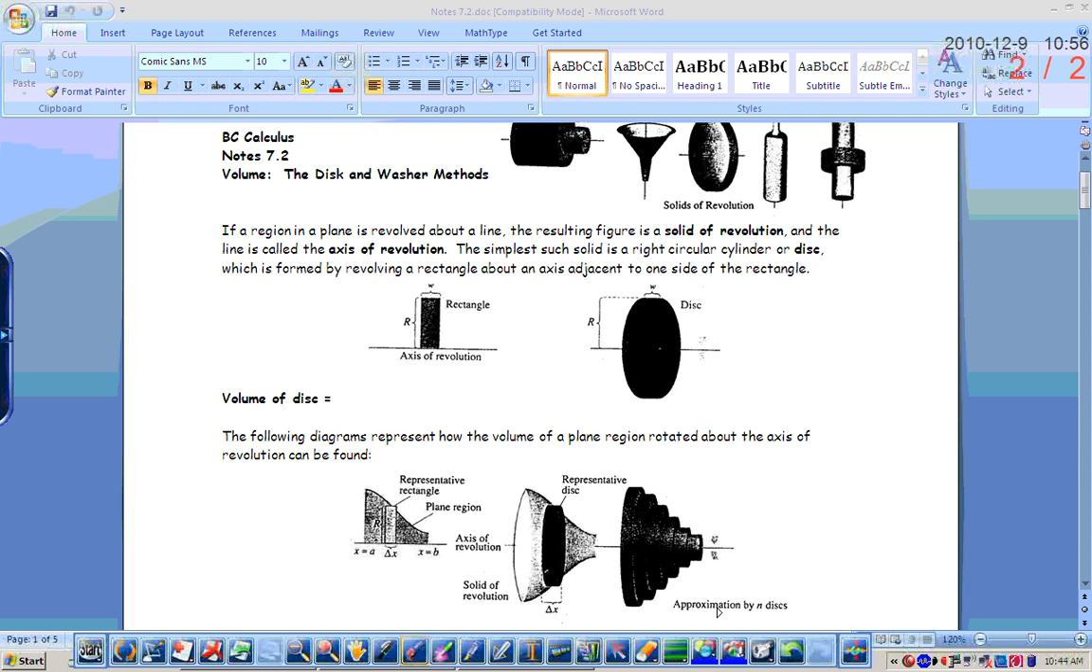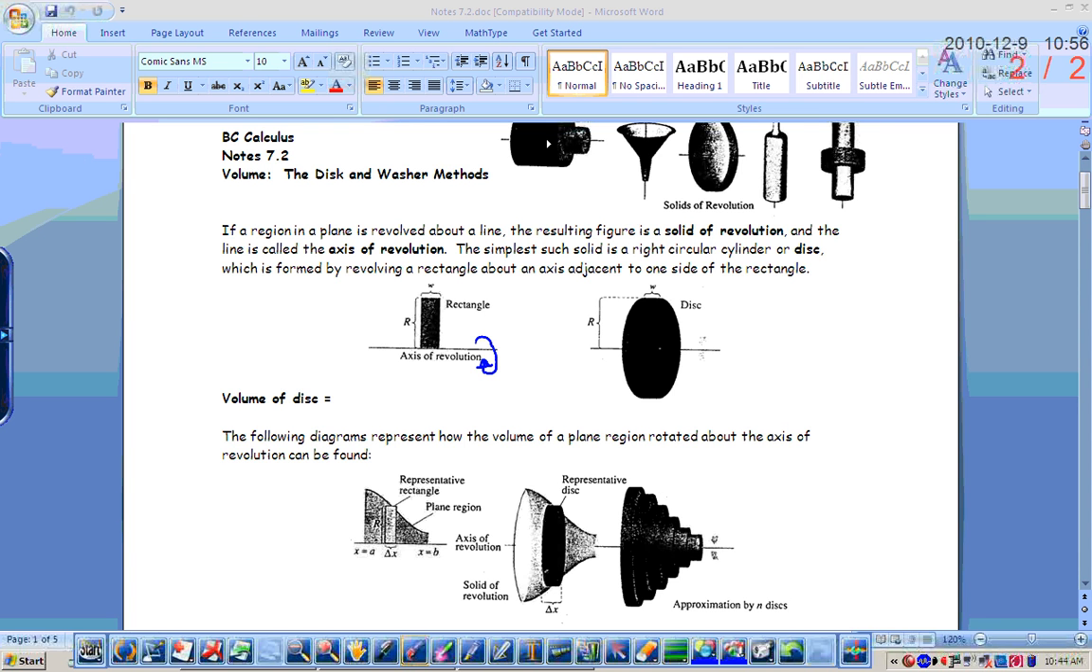The line is called the axis of revolution. Whatever you're revolving around, that's called the axis of revolution. The simplest such solid is a right circular cylinder, or a disk, which is formed by revolving a rectangle about an axis adjacent to one of the sides of the rectangle. So we're going to rotate this rectangle around that axis right there, and when we do that, it's going to create a disk.